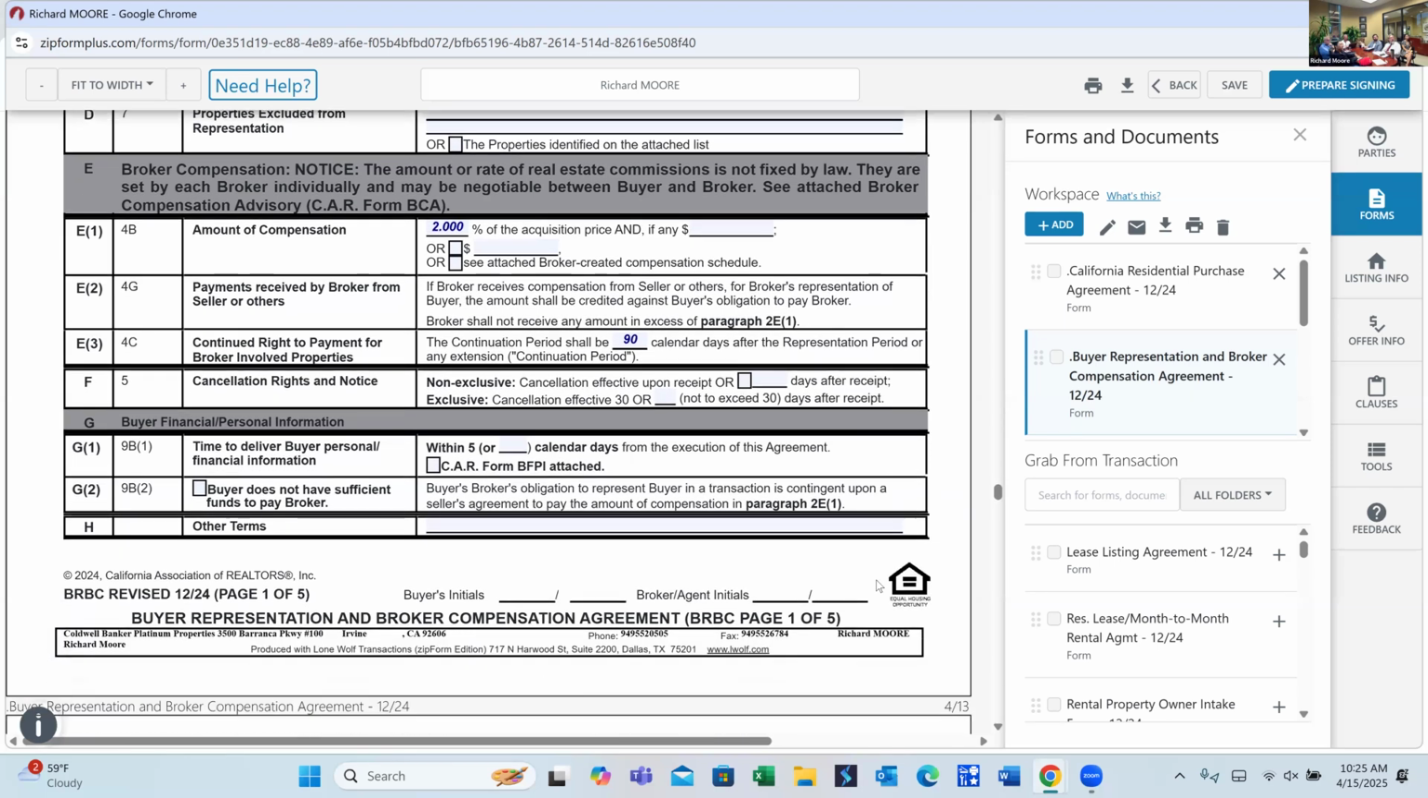And then section G2, I would never check this box where it says buyer does not have sufficient funds to pay broker. So just think, if you check this box and you submit an offer and the seller refuses to pay, or worse yet, you submit an offer and you submit the BRBC with your offer and the seller sees that. If I'm the seller, I'm going to say, I'm not paying you, I don't care, because no one has to pay the buyer's agent then. And at that point in time, you can disavow your agency, so you don't have to work for free completely, but you lose on the transaction.